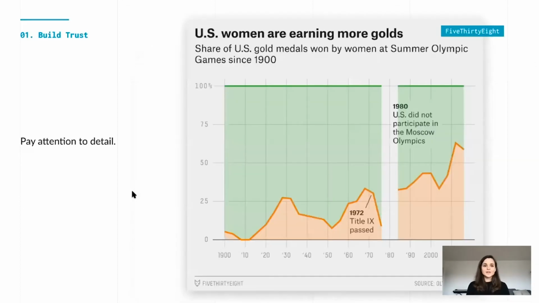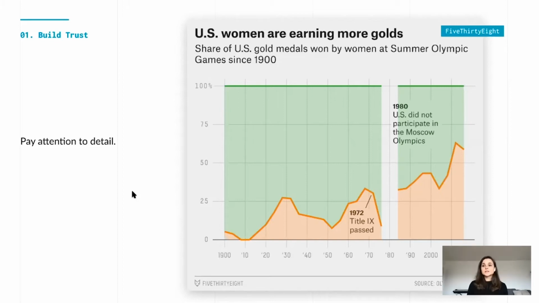Another way to build trust is to pay attention to detail. I would go as far as to say that this chart by 538 is pretty much flawless, like most of their work. Why? All the elements are aligned. The typefaces, the colors are consistent. The labels are right where they're supposed to be. Nothing is redundant. I don't see any clutter, anything that's unnecessary in the chart.